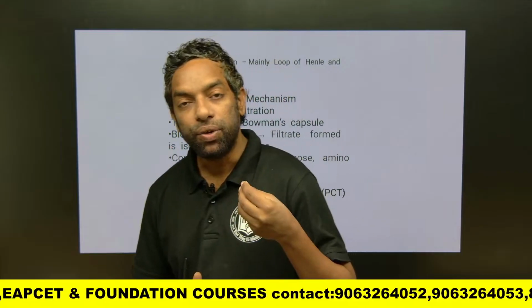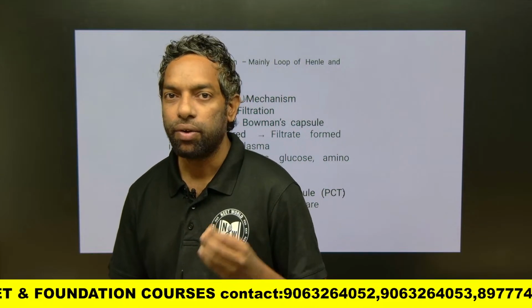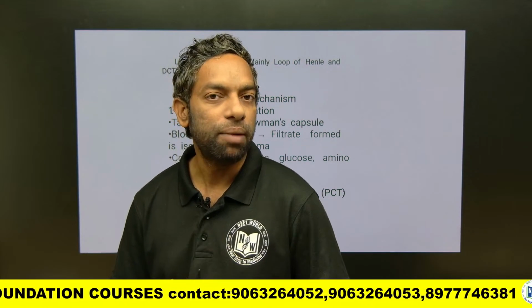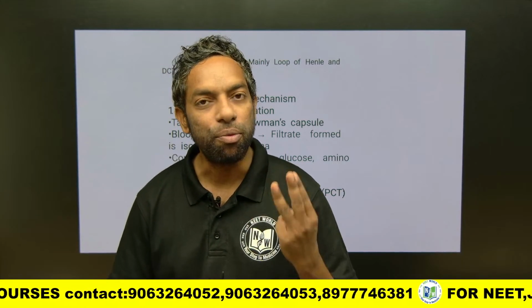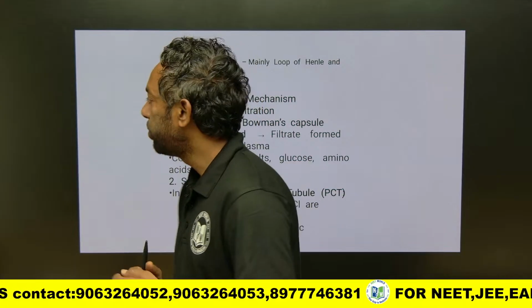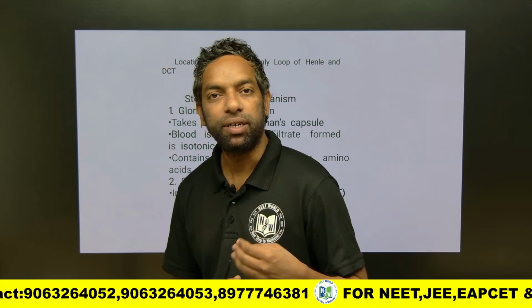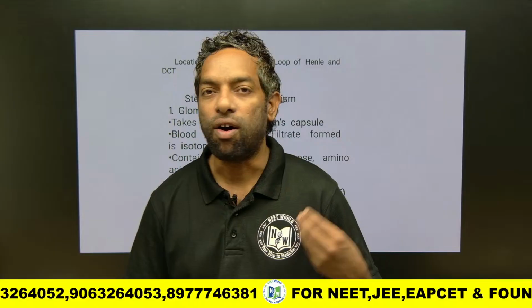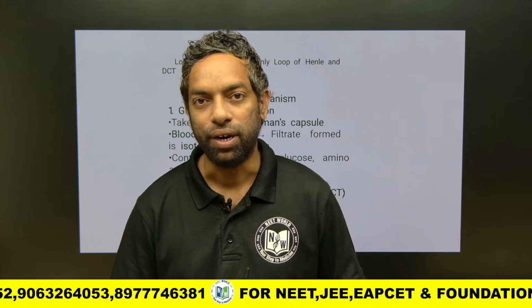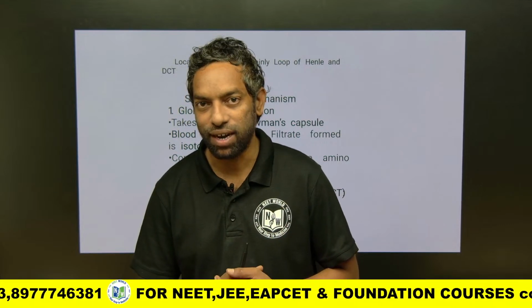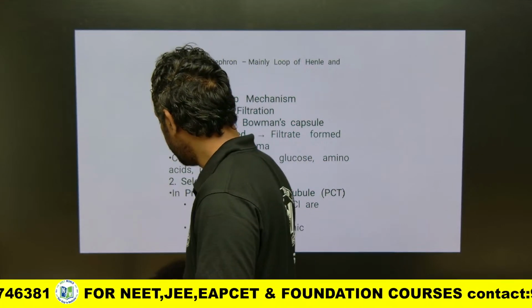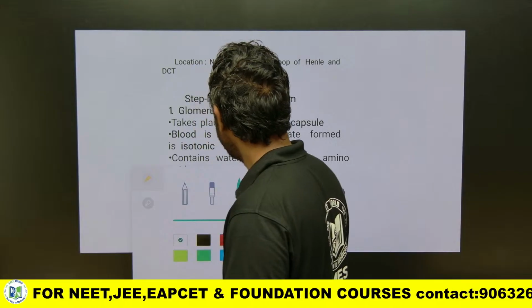Urine formation. Urine formation mainly has three types: glomerular filtration, tubular reabsorption and tubular secretion. So what kind of urine formation is it, whether it is dilute urine or else concentrated urine? Yesterday we completed glomerular filtration, right? Okay guys, I am going to explain it.